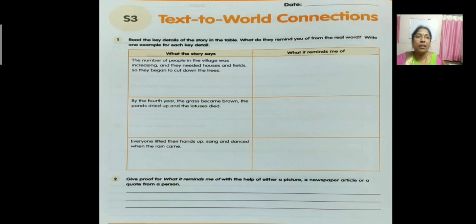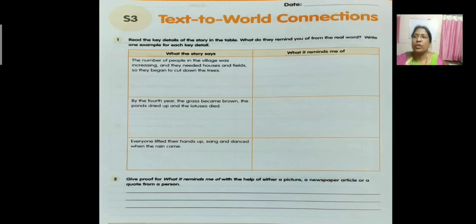So when you read the story, you come across certain situations. So this particular situation is given to us. The number of people in the village was increasing and they needed houses and fields, so they began to cut down the trees. So when you read this, what does this remind you of? Have you seen anywhere anything of this sort? Very good. You can write that. It reminds me of cutting down of trees near my grandparents' house or near so and so place.